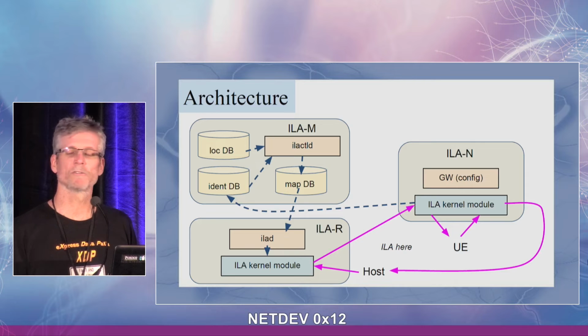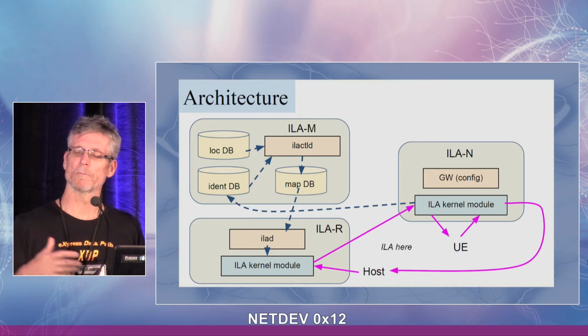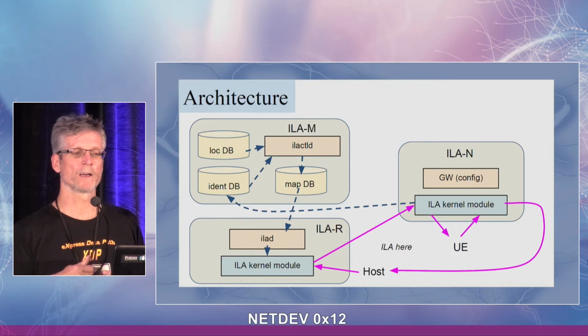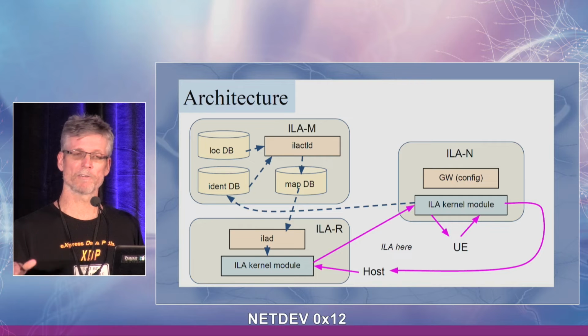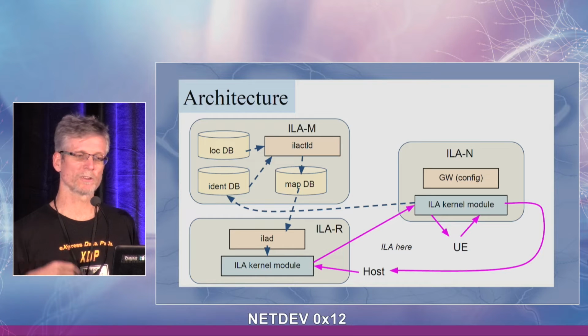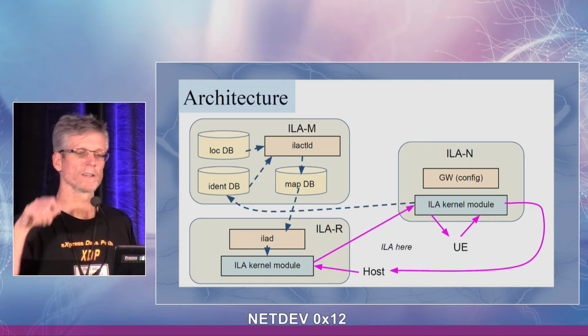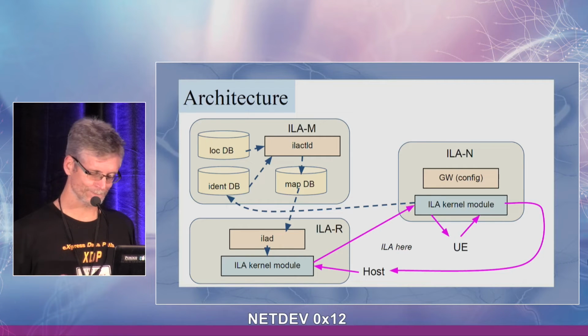The ILAM is the management plane. That's where the databases are housed and where we have a control daemon. All of the management goes through this, and the ILAM programs the ILA routers with some sort of protocol, and routers themselves might actually talk with the ILAM over a caching protocol. And then the pink line is a simple data path.